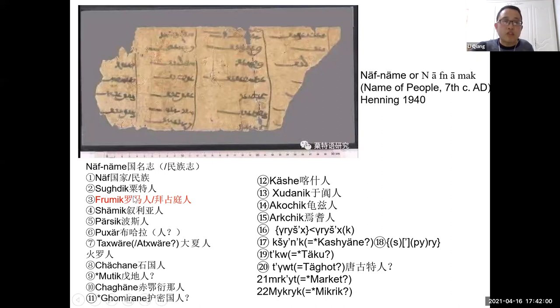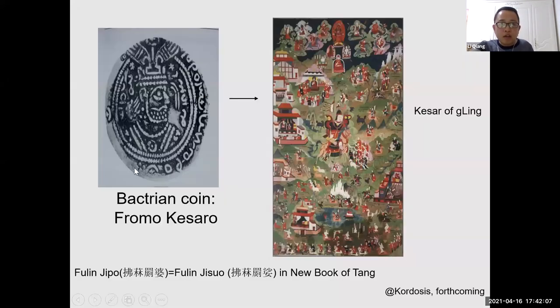And then Sogdian, and then Syriac, and Farsi, so, Persian. Also, in another case, there is a Bactrian coin. In this coin, you can see there was an inscription, Kesaro. So this is believed to be the Roman Caesar. So this Byzantine or Roman information was also adopted by Central Asia and even Tibet.